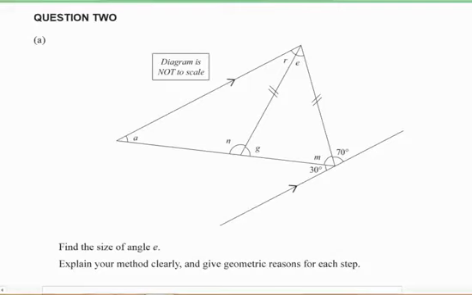Okay, we're going to start looking at this paper, and I've got a few students here. I don't know if they'll be talking in their normal accent or not, but we'll get underway anyway.